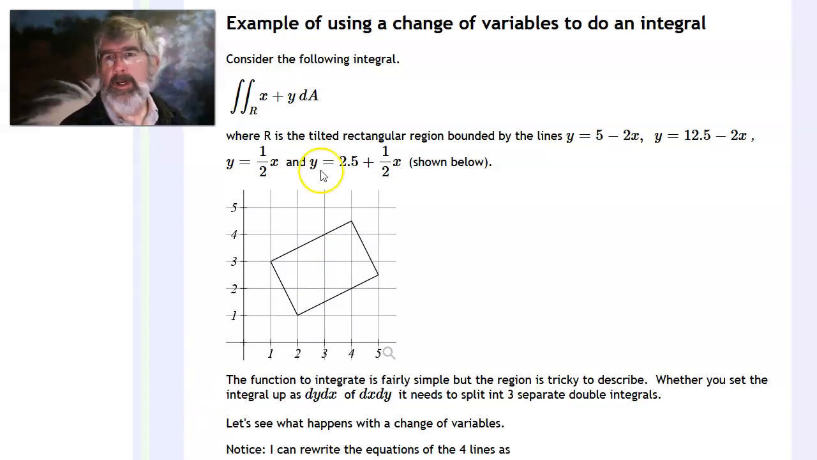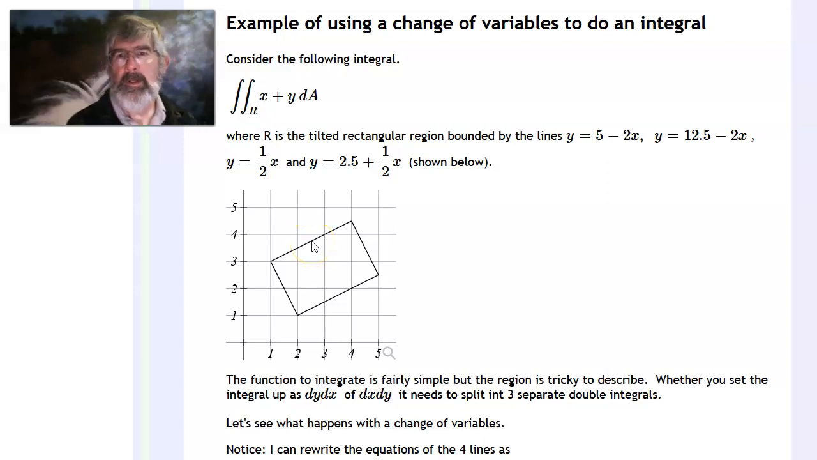So here's the example. It's just the double integral over the region R shown here as this tilted rectangle. Simple function, x plus y, easy enough to integrate. But the region here, drawn as this rectangle, is bounded by the lines y equals 5 minus 2x, that's this one, y equals 12.5 minus 2x, that's this side over here, y equals a half x, that's this bottom one here, and y equals 2.5 plus a half x is this one up here.